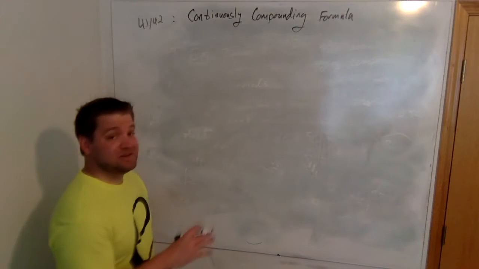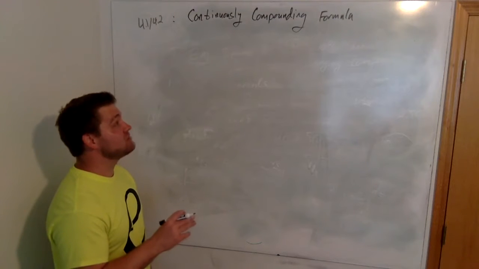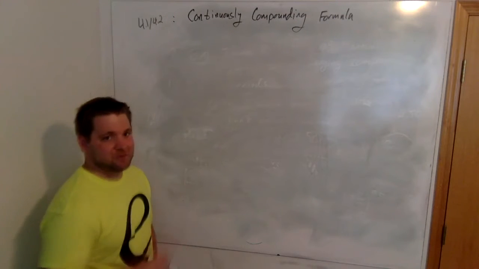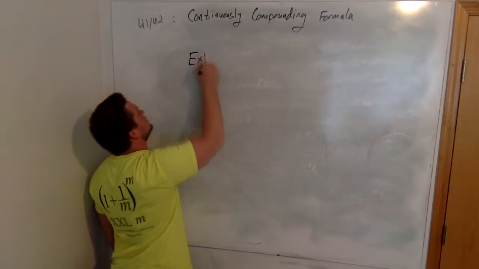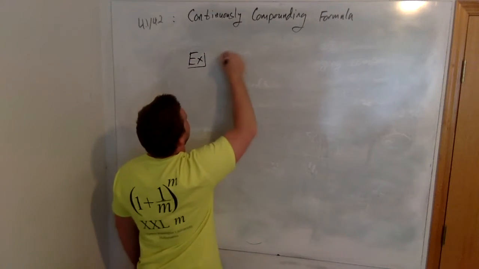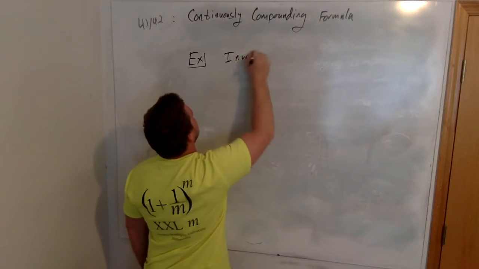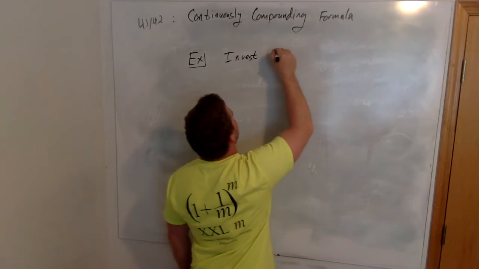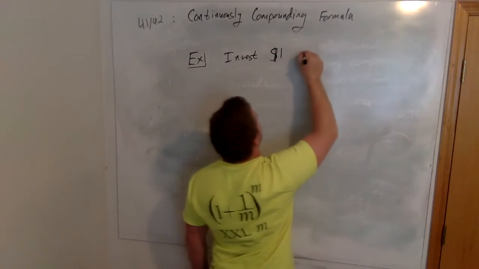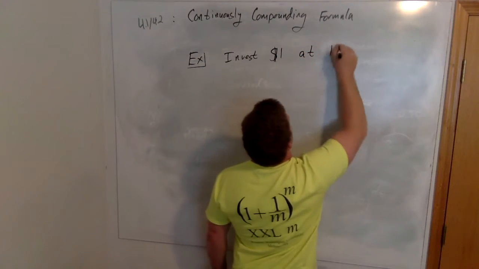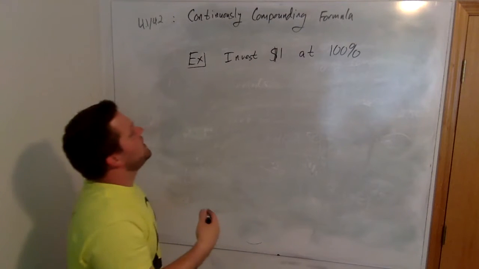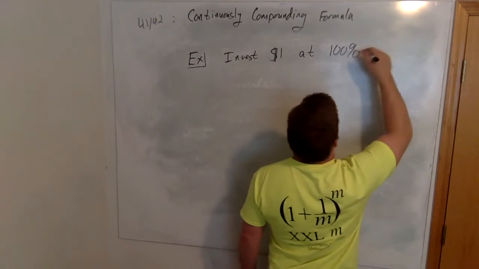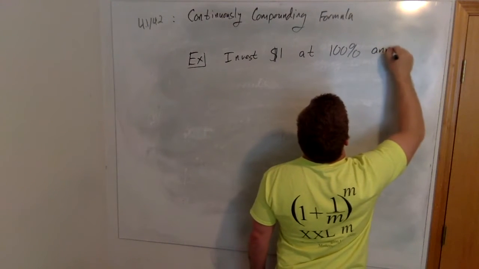Before we do that, let's do a simple exercise that will kind of lead us to the formula. Here is a simple example. Let's say we invest $1 at an interest rate of 100%. So we invest $1 at a 100% annual interest rate.